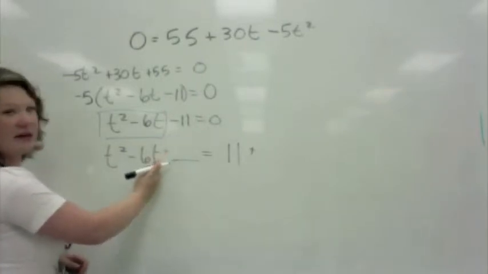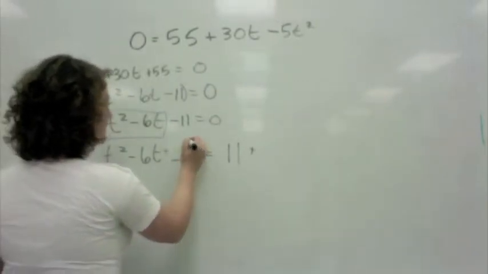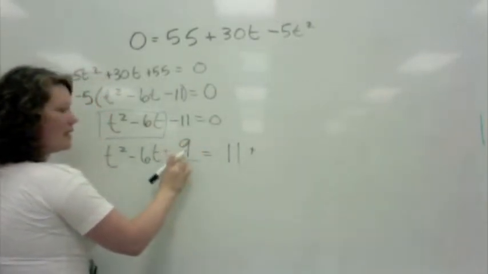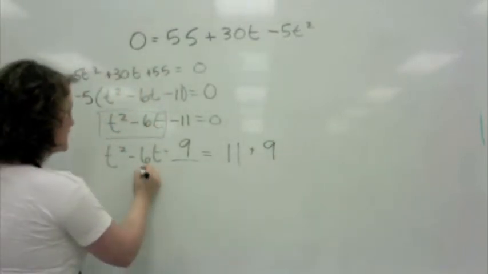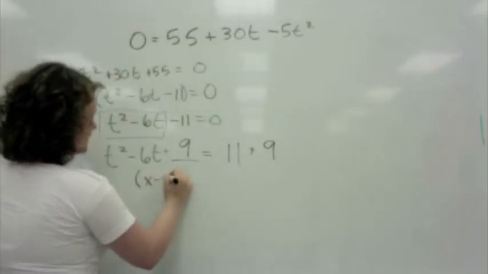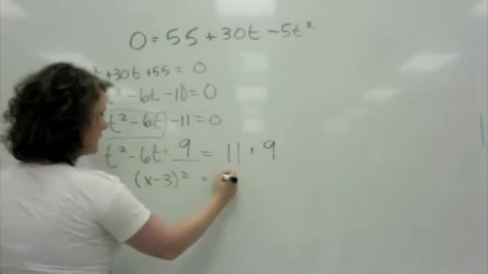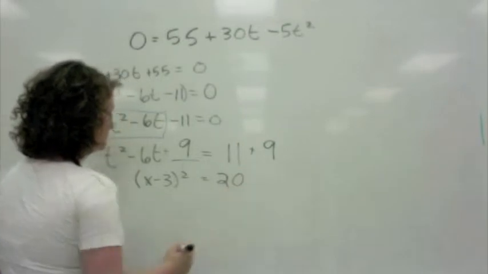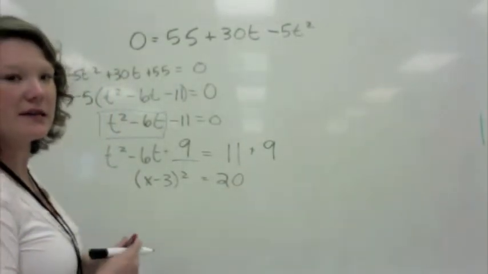Well, half of negative 3, squared, is 9. So if I'm adding 9 to one side, I need to add 9 to the other. So I can just easily factor this to x minus 3 squared equals 11 plus 9, which is 20. I can take the square root of both of these sides.